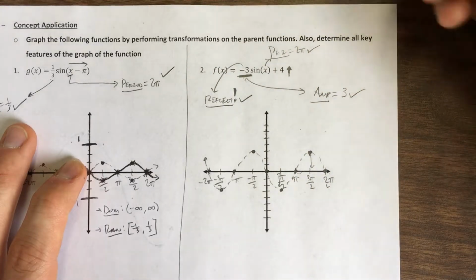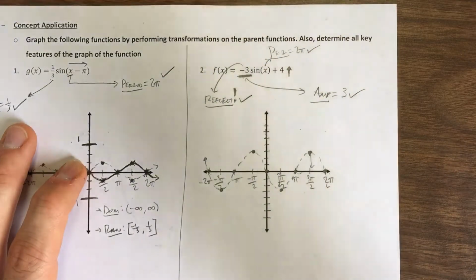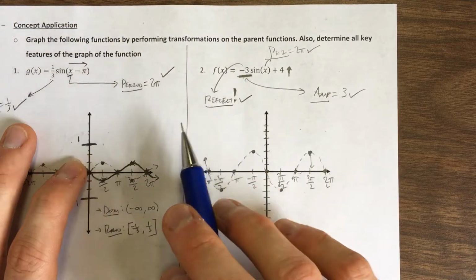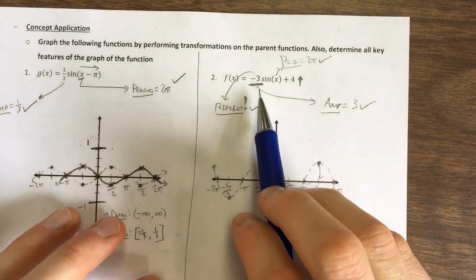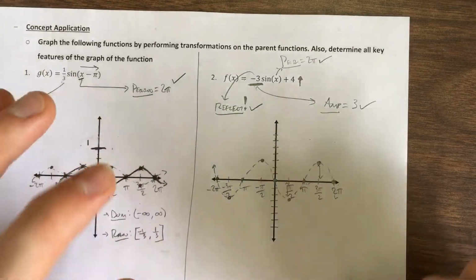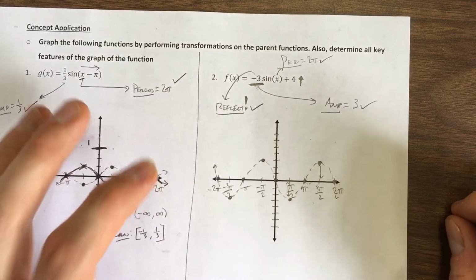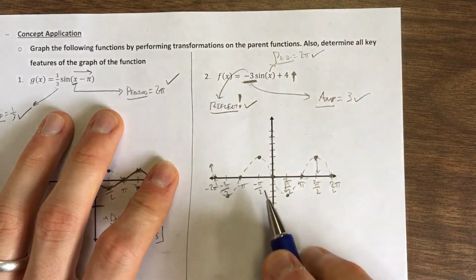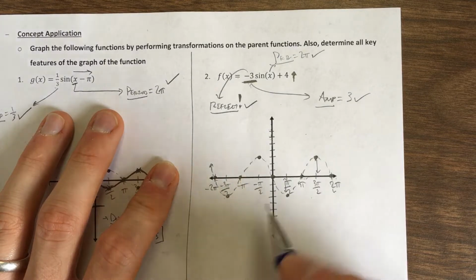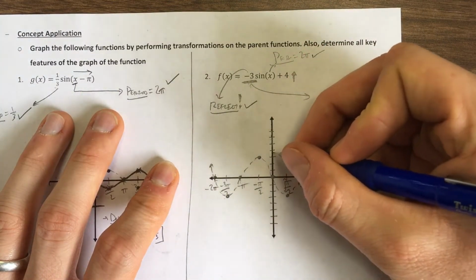So by multiplying by this -3, we can take care of any reflections that we have and amplitude changes. But we have to multiply our parent function, those key values, by that value in front of sine or cosine to actually take care of that. What do we have left to do? Shift everything up 4. So we take every single point that we have and move it up 4.